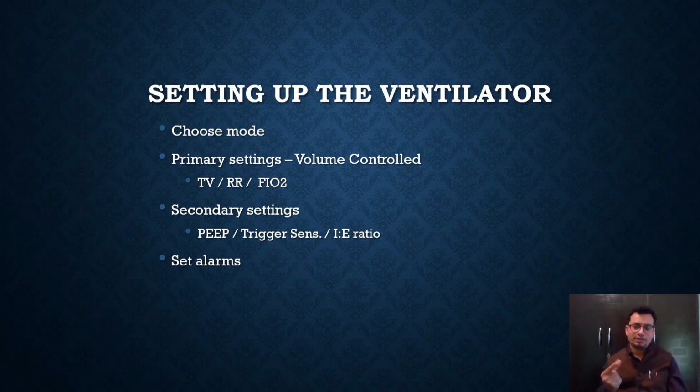Then you have to set the trigger. Usually we select the flow trigger. If you are selecting a flow trigger, you should keep between 1 to 2 liter per minute initially, and then you can adjust later depending upon the patient ventilator synchronization. Then the usual I:E ratio should be 1:2. Lastly, set the alarm limits. Now, how to set the alarm appropriately will be discussed later.